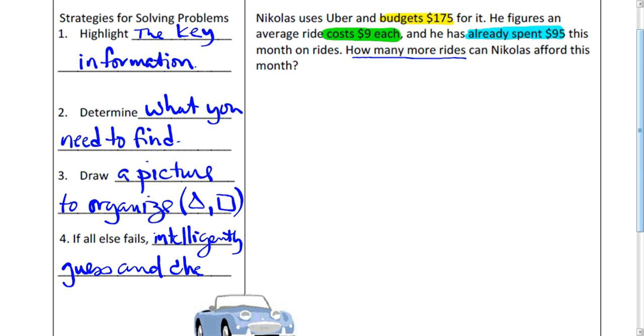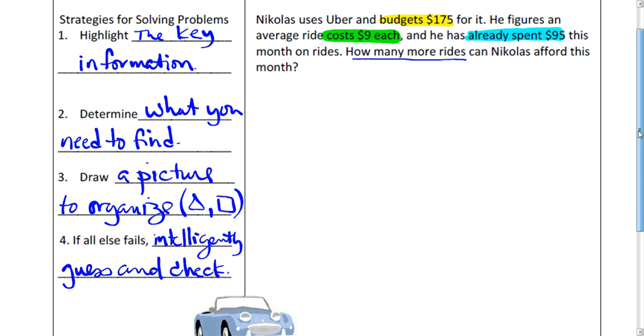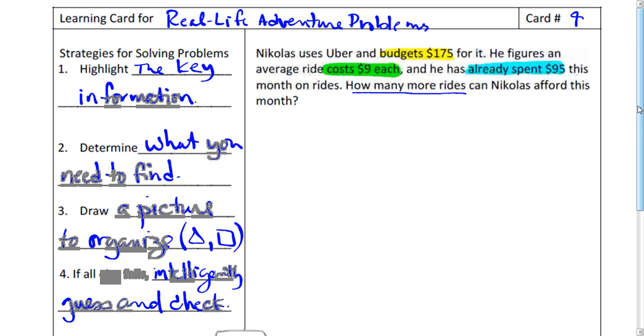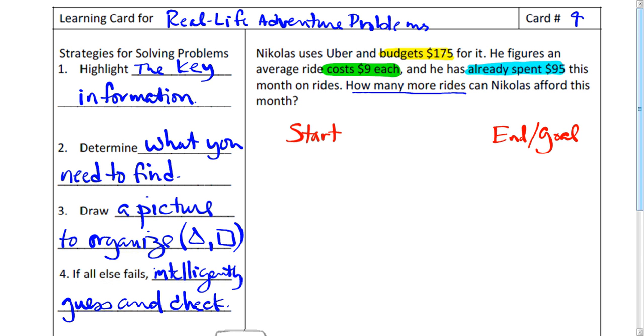Now, one thing I'm going to show you here is the way that I set this up. I kind of stumbled upon this after I finished the learning card, so I probably would have made this number 5. But those strategies are still going to work. Most of these problems are going to have a starting point and they're going to have an ending point. I also call this the goal. In this case, it's the end of the month for Nicholas, but you just have a goal. And the starting point and the ending point are both fixed. They're not going to change.